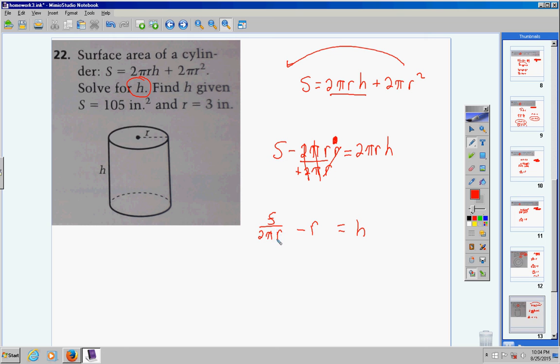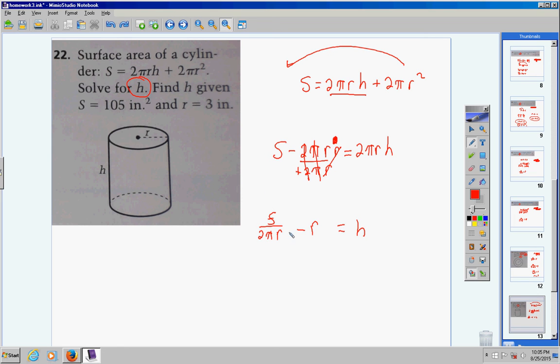There we go. Okay. Now let's see what they want us to solve for h. So this part of the problem's done. There's my answer. Each of these problems has 2 answers. Okay. 2 answers for number 21. 2 answers for number 22. There's the first answer. Now let's get a numerical answer.